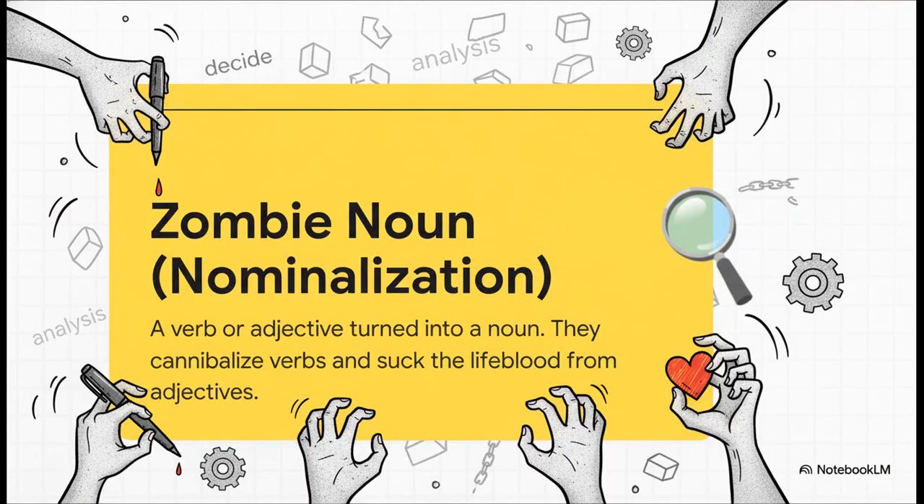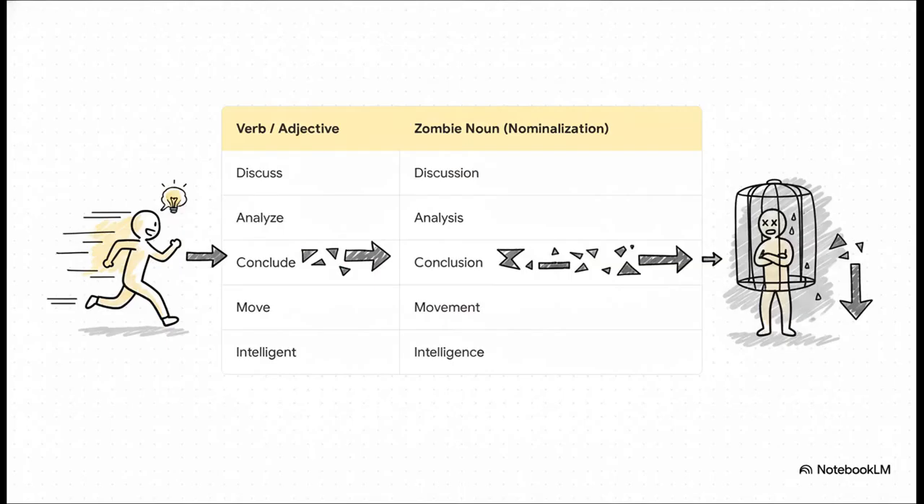A zombie noun, or if you want to get technical, a nominalization, is basically a verb or an adjective that's been mutated into a noun. The author Helen Sword puts it perfectly. She says they cannibalize active verbs and suck the lifeblood from adjectives, turning living, breathing actions into these static, abstract things. And you can see just how simple this transformation is. You take an active verb, like discuss, and boom, it becomes the static noun, discussion. The action, move, becomes the abstract concept of movement. The life is literally being drained away one word at a time.